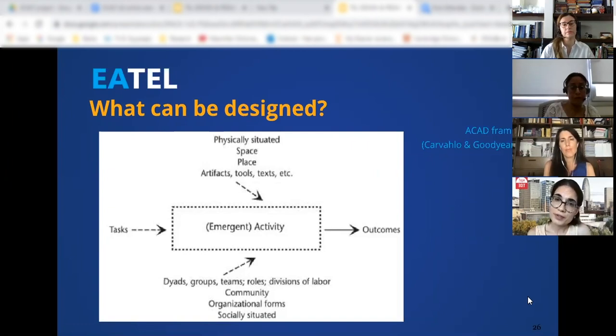So the next slide shows a framework by Lucila Carvalho and Peter Goodyear that tries to summarize what can actually be designed for learning. And I like it because it's very clear and indicates that there are three main different things that can be designed.